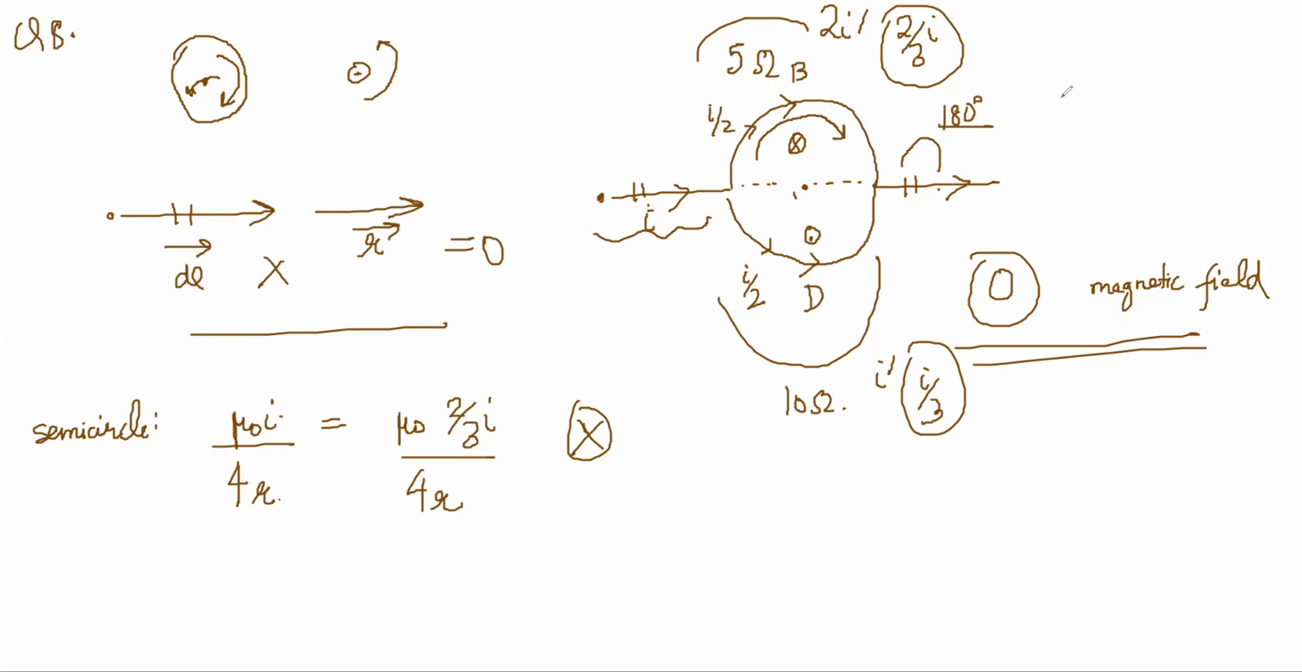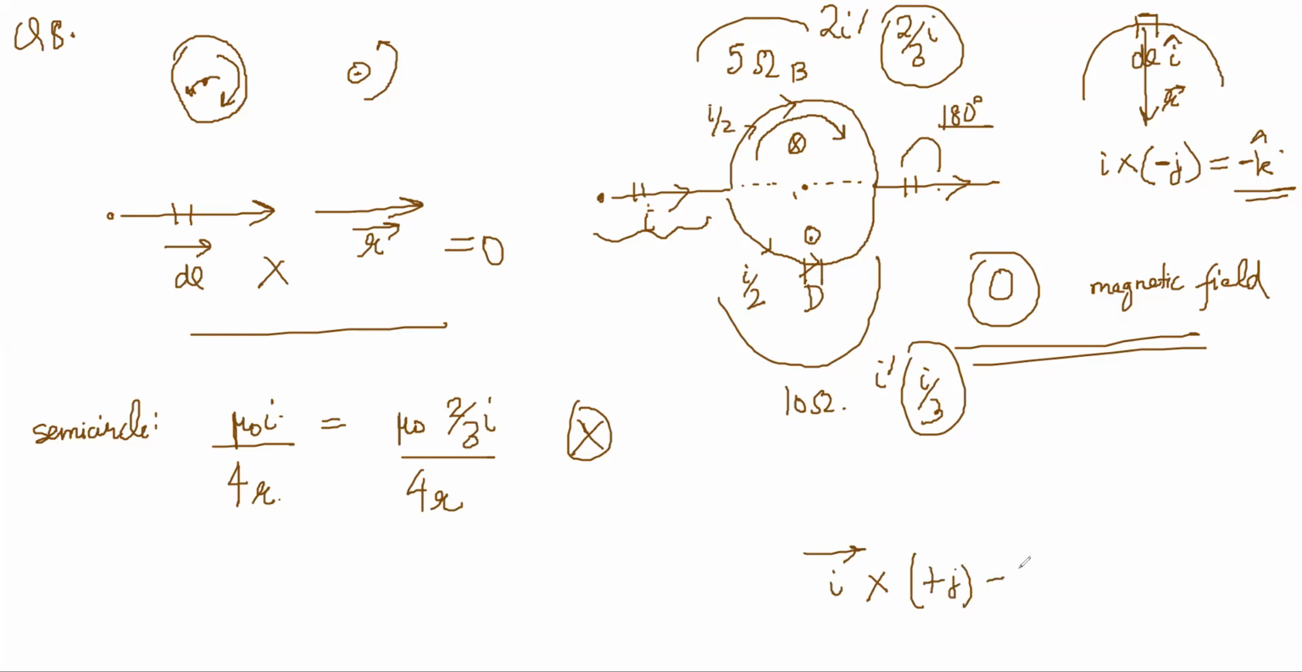If you are still confused and have doubts, then you can take one current element here, dL. dL is in the i cap direction, right? And r is in the minus j cap direction, right? dL cross r would be minus k cap, which is going inside, right? And for a lower element, it will be i cap cross plus j cap, which will be plus k. See, r will be like this, dL will be like this, right?